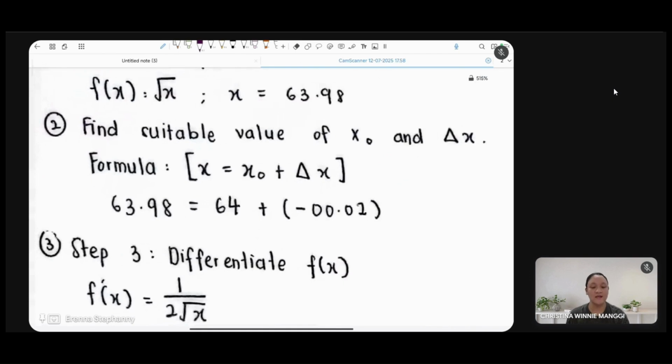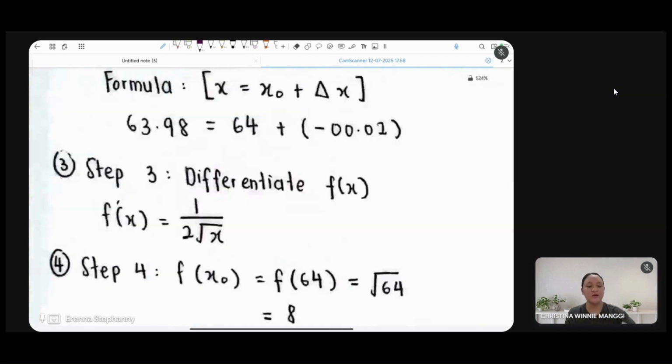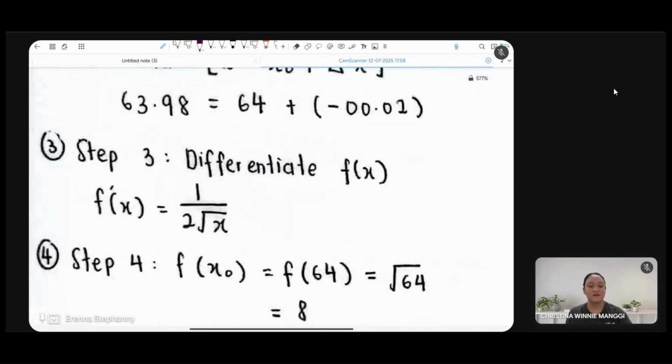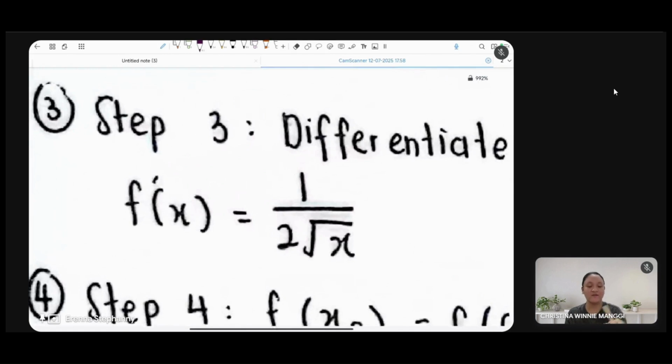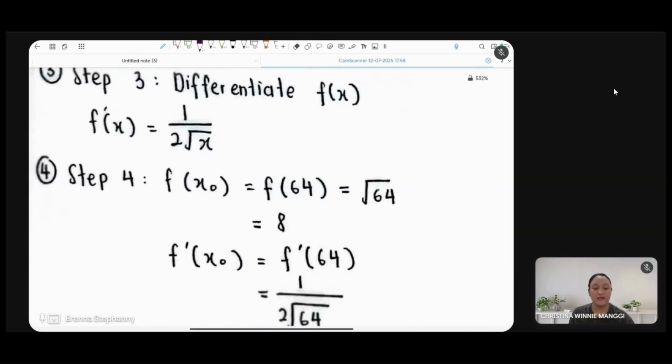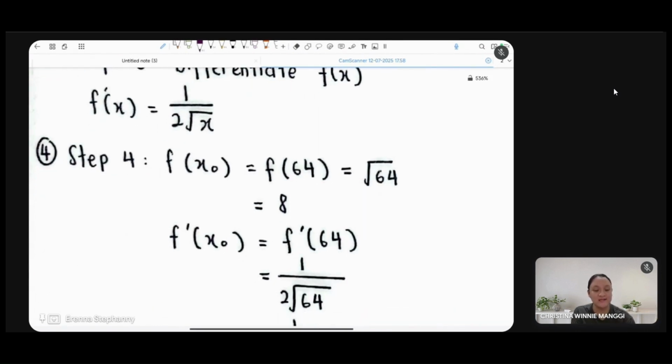The given formula is x equal to x plus delta x. We know that x is 63.98, so we assume that x plus delta x is 64 plus minus 0.02. Then we differentiate f(x). Here we have f prime x equal to 1 over 2 square root x. Step 4 is f(x) equal to f(64). f(64) is the square root of 64, and therefore, square root of 64 is 8.